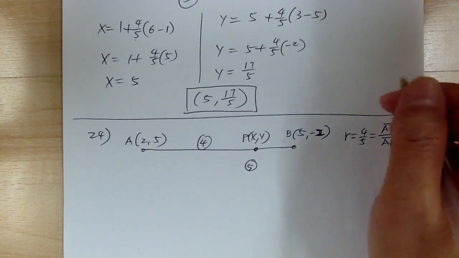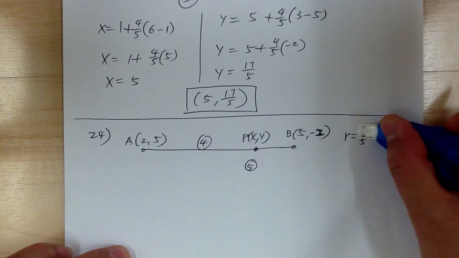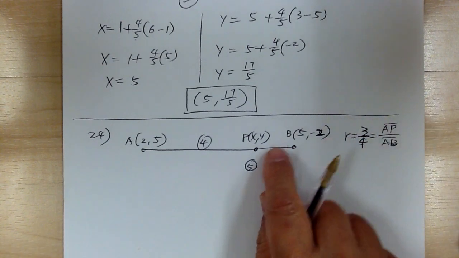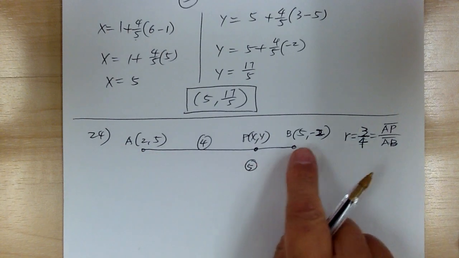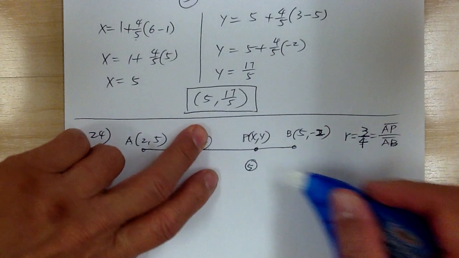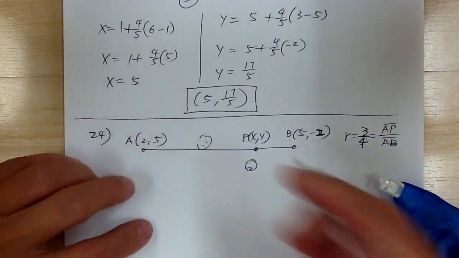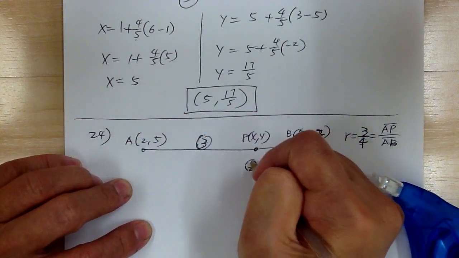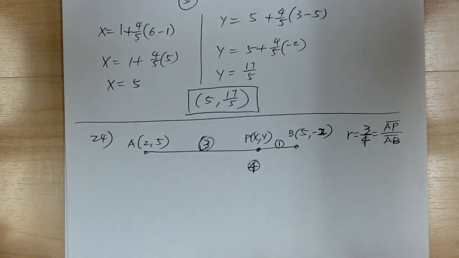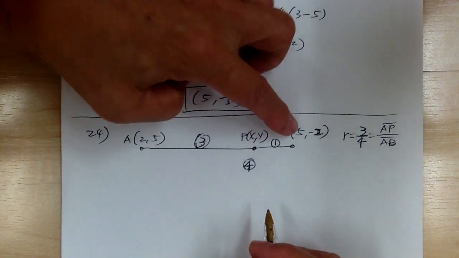Oh, wait, 3/4, 3/4. Wrong one. 3/4. Double check. Okay, so 3/4. So this is 3, and this is 4, so this is 1. There we go. Okay, so again, you do the x first.